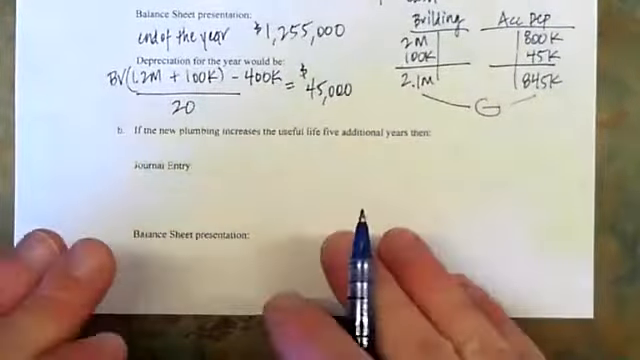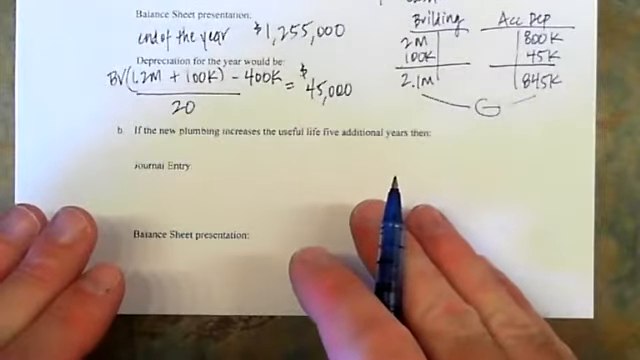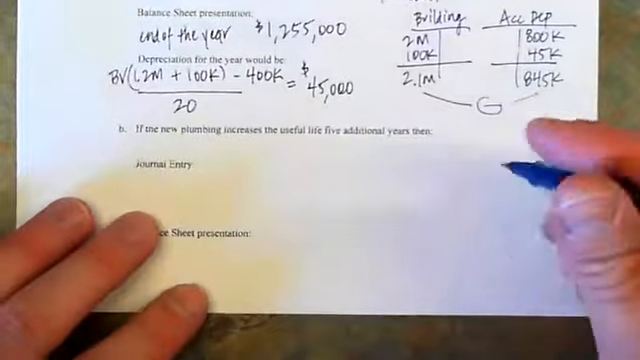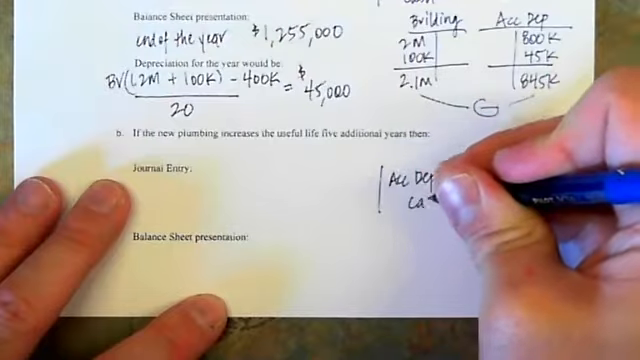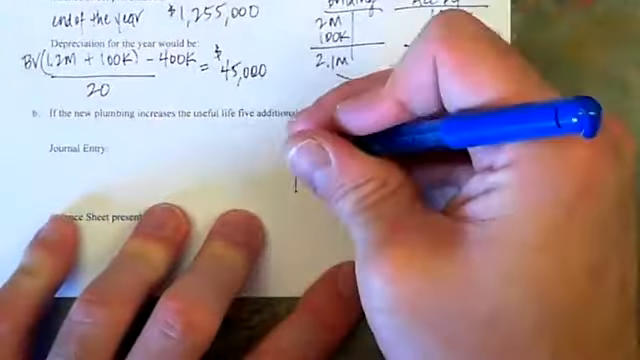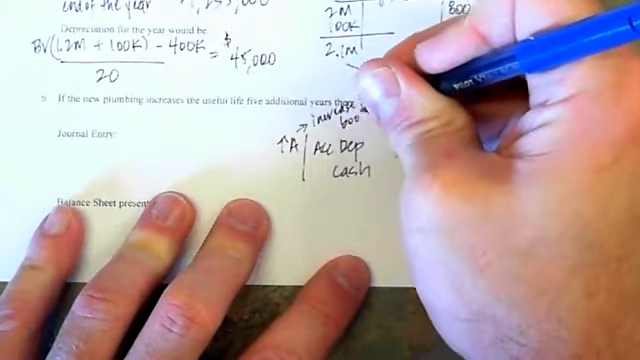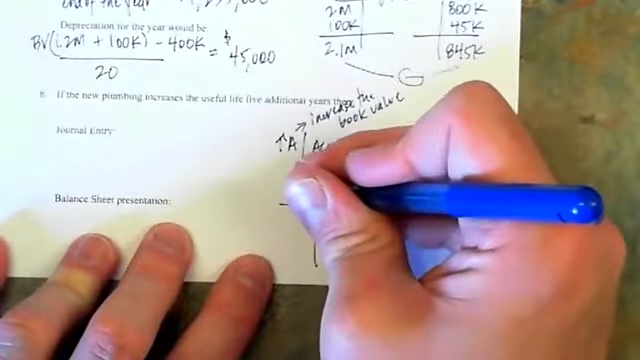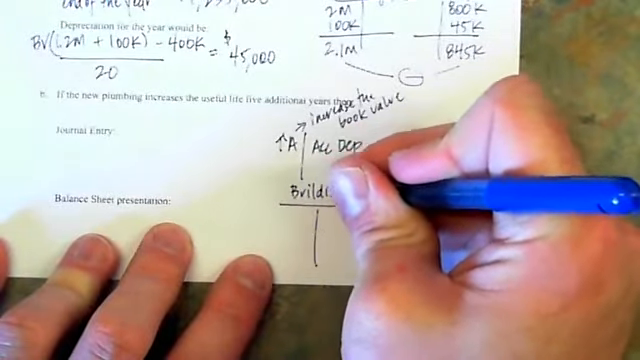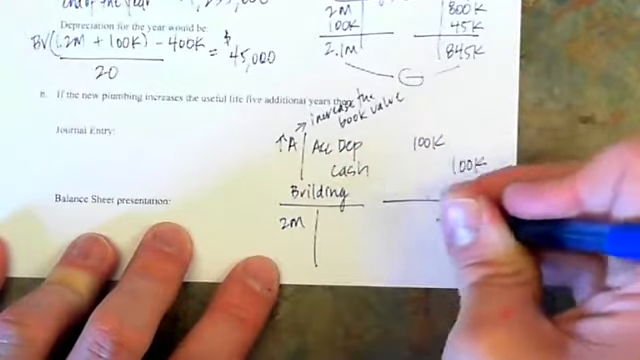If the new plumbing increases my useful life by 5 years, then the process is a little different. The journal entry is going to be to accumulated depreciation as a debit, so it erases some. If I debit accumulated depreciation, I am increasing my asset. This does increase the book value because I'm subtracting less from the historical cost. And I modify it the same, 100,000. Now, the difference is my building has not been altered. It's still at 2 million.